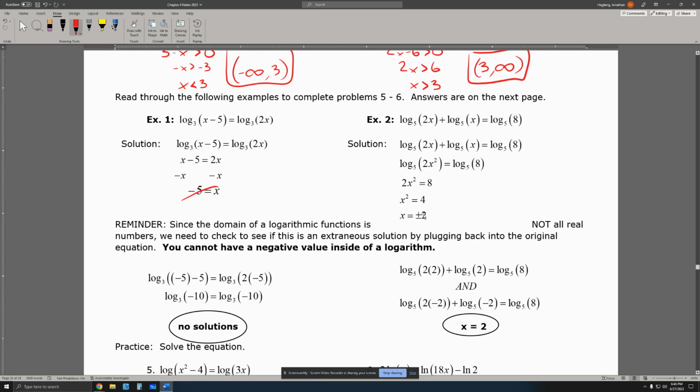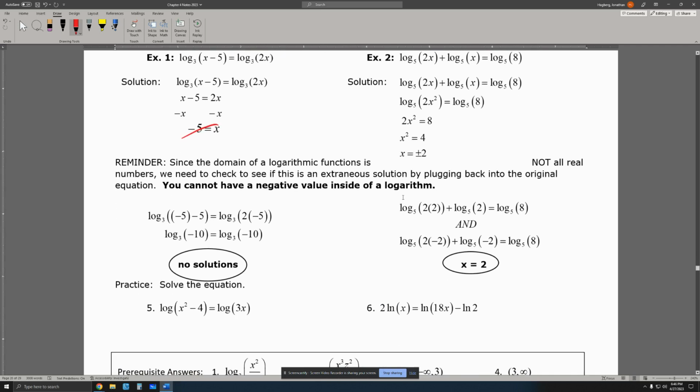We have to check both solutions, x equals 2 and x equals negative 2, to see if either of them are extraneous. When we plug in 2, we find that the argument is just fine. It's positive. 2 times 2 is a positive number, and also 2 is a positive number. But when we plug in negative 2, it does cause the arguments to be equal to negative 4 and negative 2, both of which are negative. That's outside the domain. So we have to eliminate x equals negative 2. So the only solution in this case is x equals positive 2.